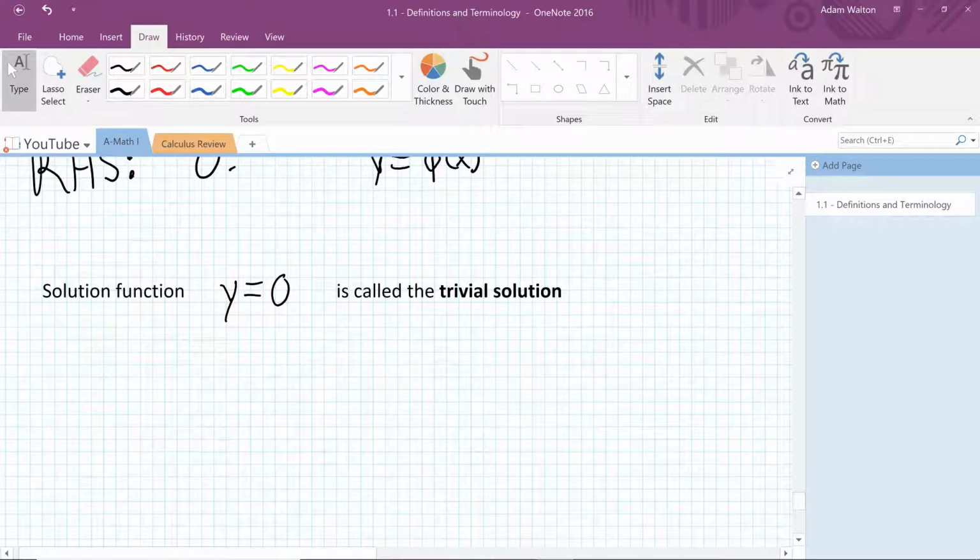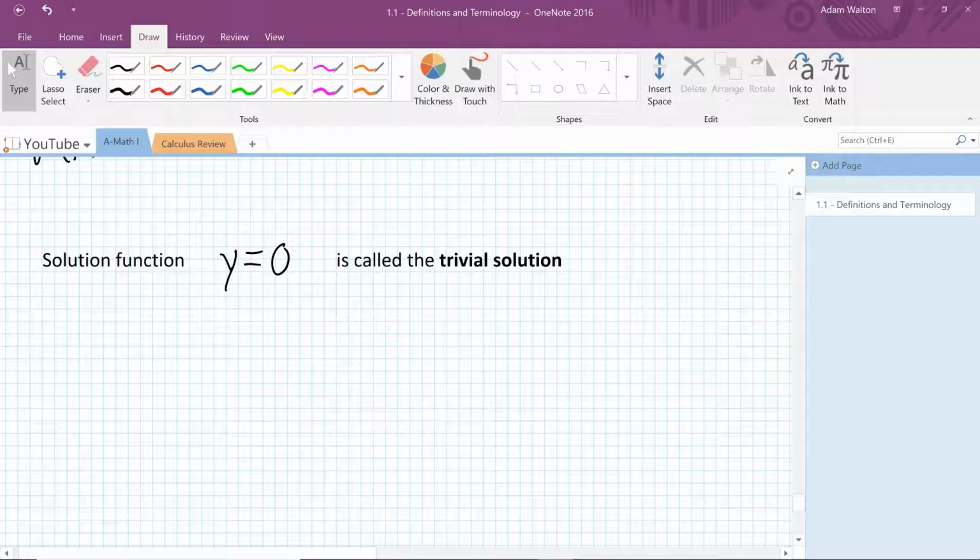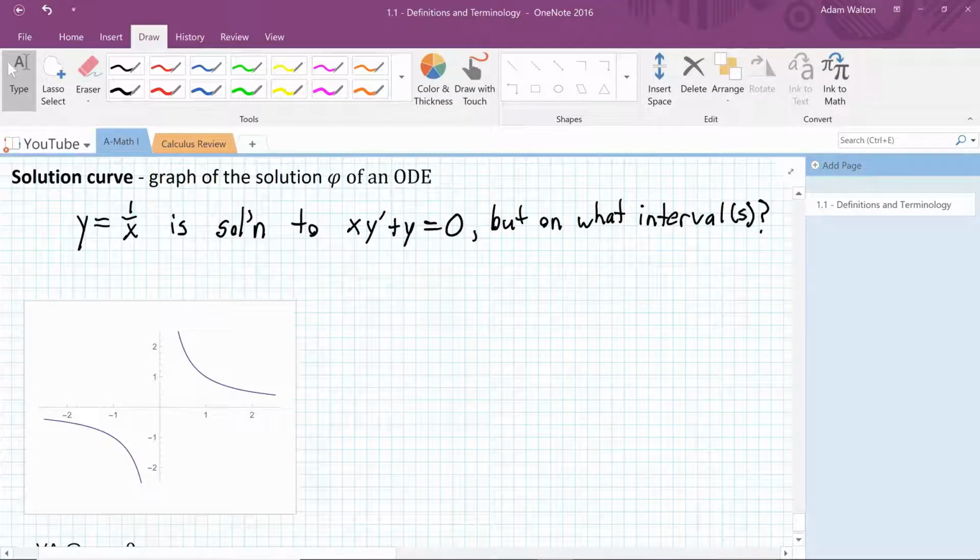An additional thing to note as well, the solution function y equals 0 is called the trivial solution. For both of our previous examples, y equals 0 is a solution function, but it is called the trivial solution, also referred to as the solution being identically 0. All that means is that it's just straight up 0. That's it, period. So the solution curve is the graph of the solution phi of an ordinary differential equation.